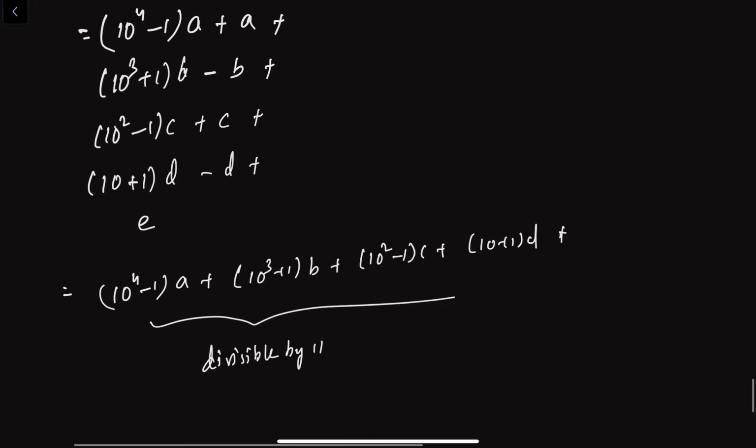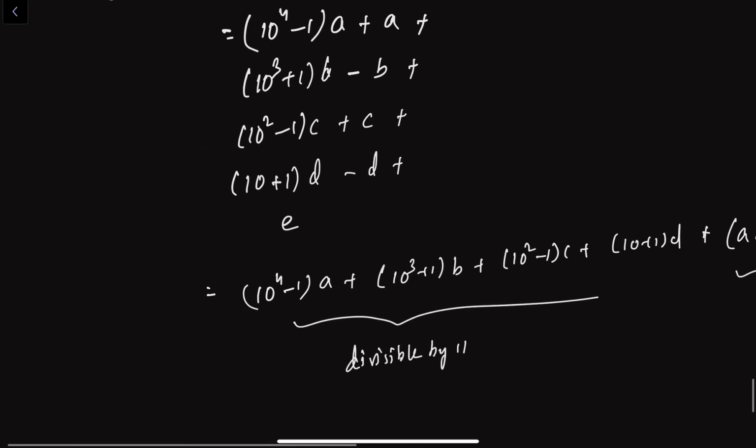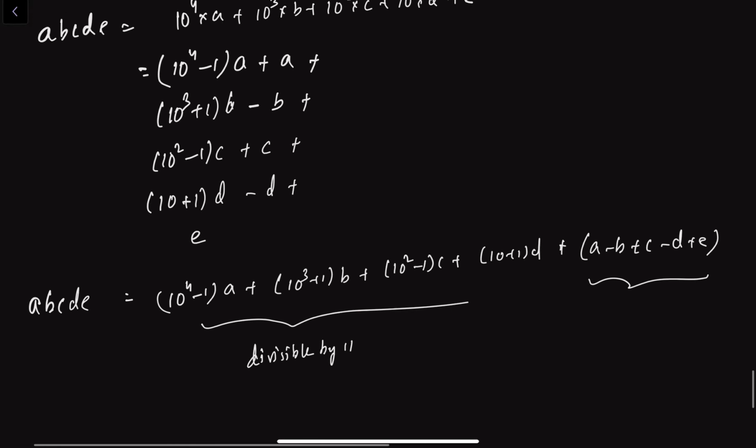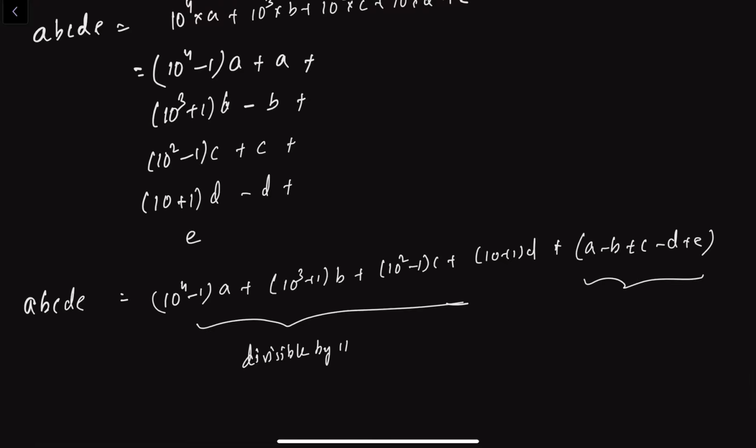And if we consider this part, a minus b plus c minus d plus e, this is not necessarily divisible by 11. So basically we can say, if we are having a, b, c, d, e, we can write it in this form from the place value expansion. So we can see this part is divisible by 11, so this will determine whether our number a, b, c, d, e is divisible by 11 or not.